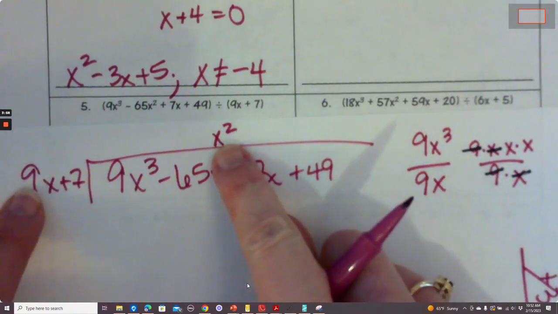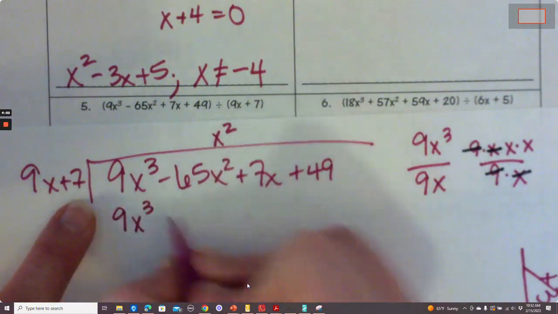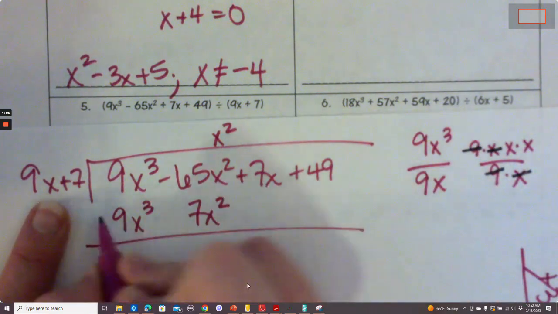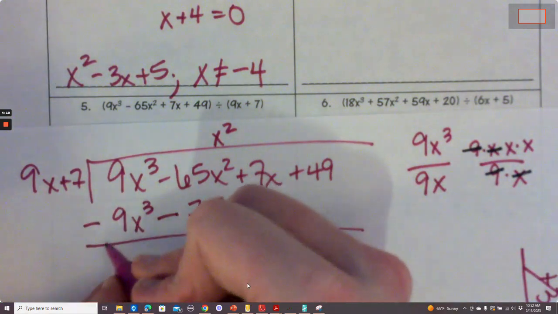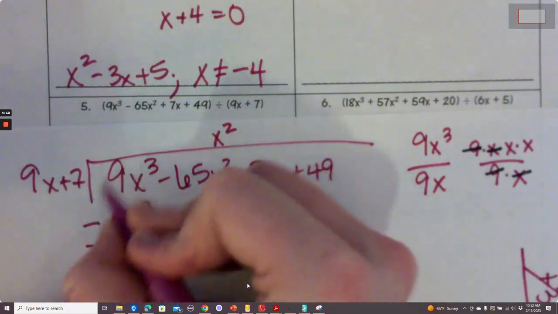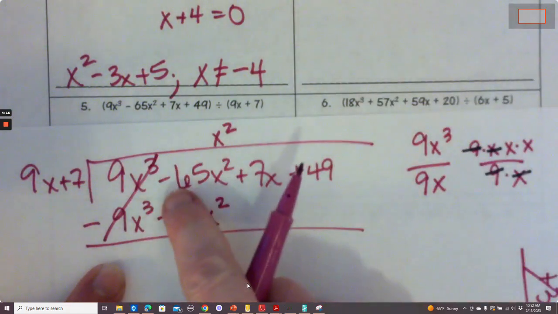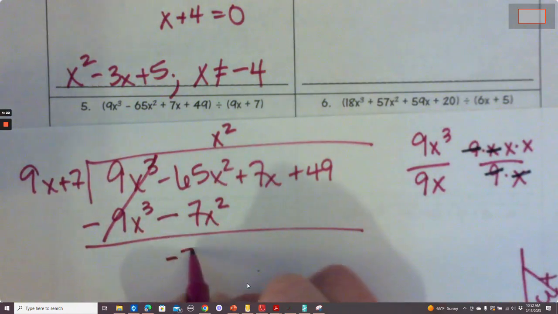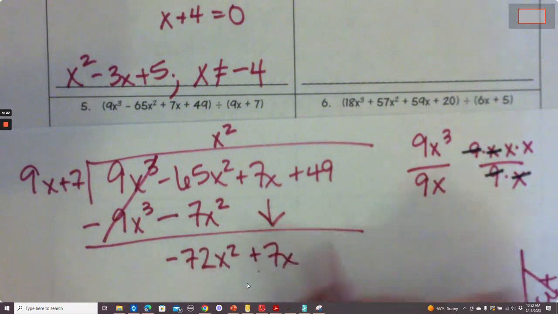All right. 9x times x squared is 9x cubed. 7 times x squared is 7x squared. Subtract by changing signs. Your sign should always change where it cancels out your first term. Negative 65 and a negative 7 makes a negative 72x squared. Bring everything else down.